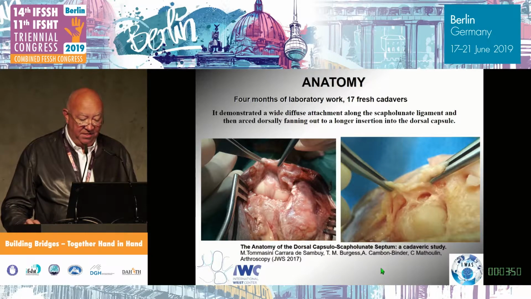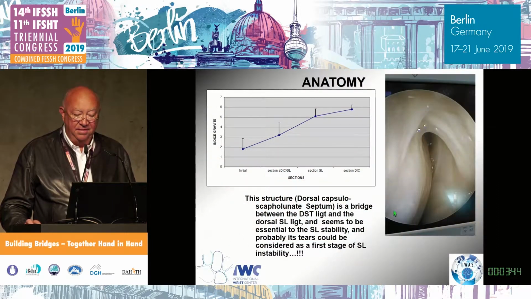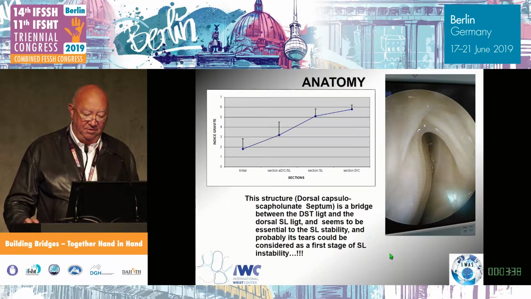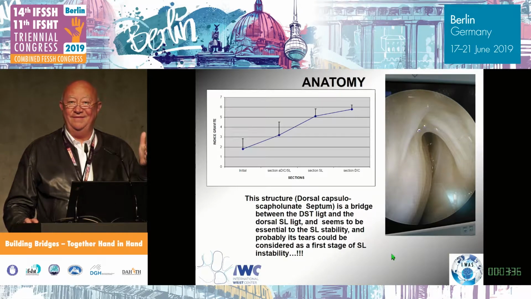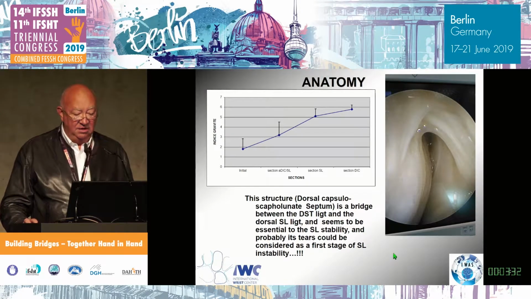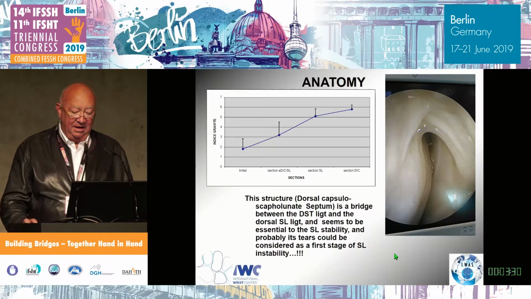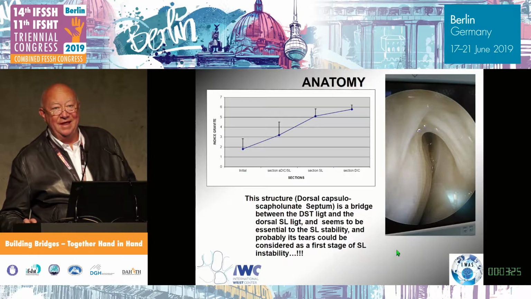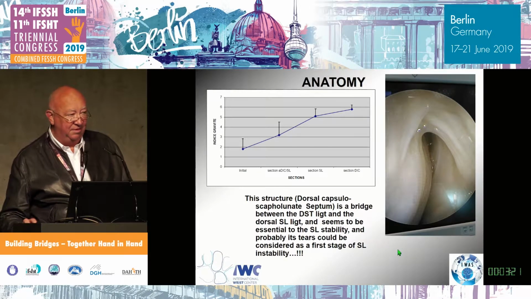And we published with some residents the beautiful anatomical work on this aspect. So at the end, we understood that this structure, the dorsal capsuloscapholunate septum, is a bridge between the dorsal scaphotrapezial ligament, which is the proximal part of the disc, and the dorsal scapholunate ligament. And it seems to be essential to the scapholunate stability, and probably its tears could be considered as the first stage of a scapholunate instability.